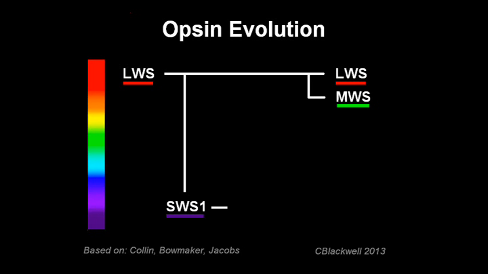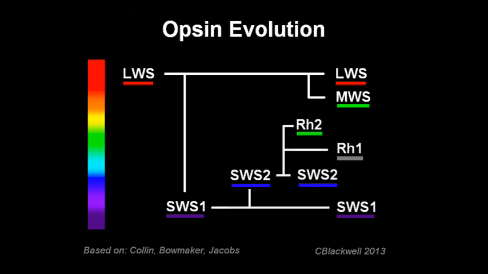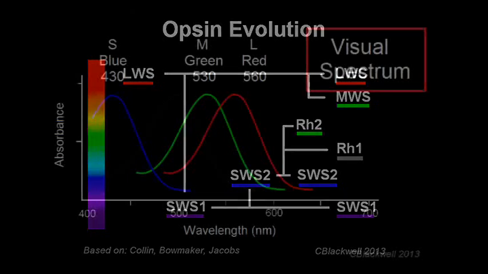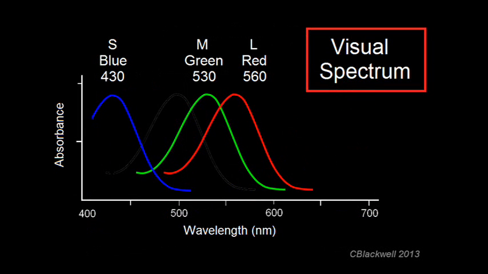More recently, duplication and mutation of the long wavelength cone ended up creating the middle wavelength or green cone. 3 color cones is the color complement we humans and some primates have now. Rods sprang from the short wavelength cone pigment. This is covered in more detail in the videos on color vision. Here are the peak sensitivities for each of the cone types, and here is where rods fit in.